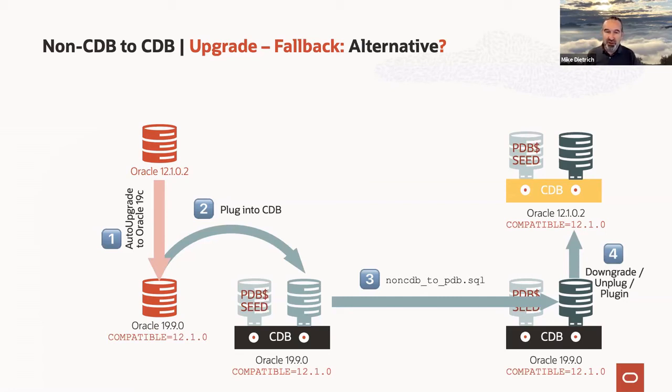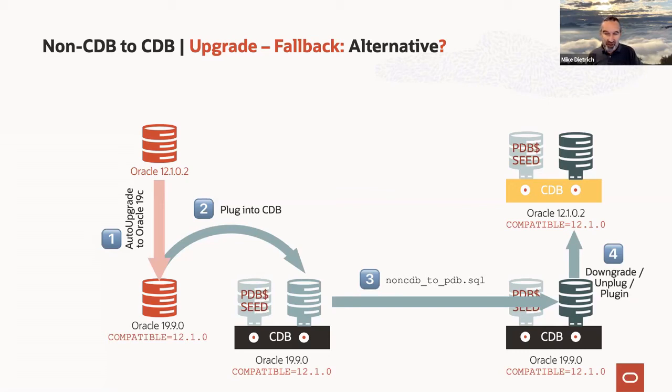So at this point, I could fall back with a guaranteed restore point. I could downgrade. But I plug in now. In the middle of the slide, I plug in step number 2 into my black CDB. This black CDB is 19.9 as well, but I created it intentionally with compatible 12.1.0. Works.